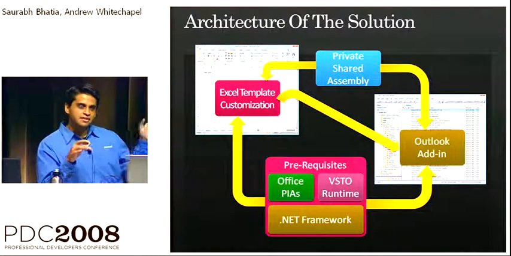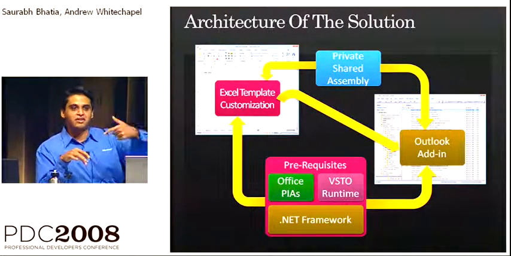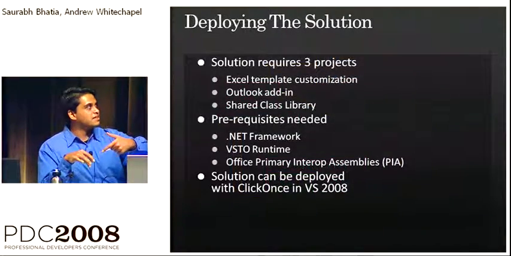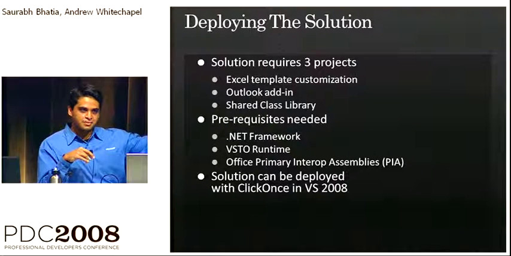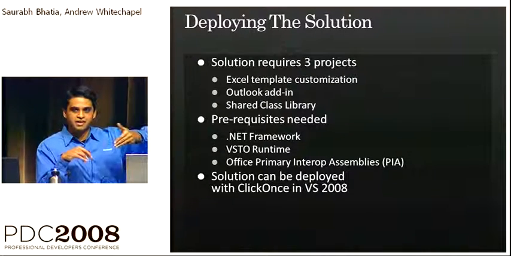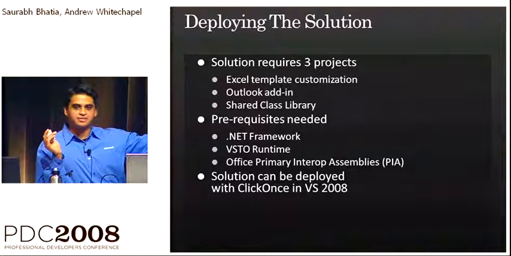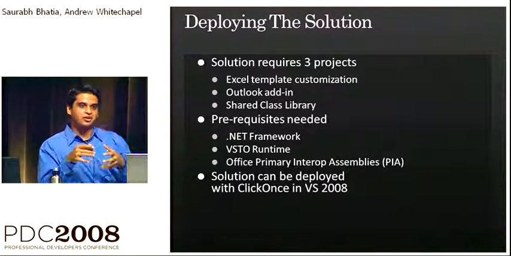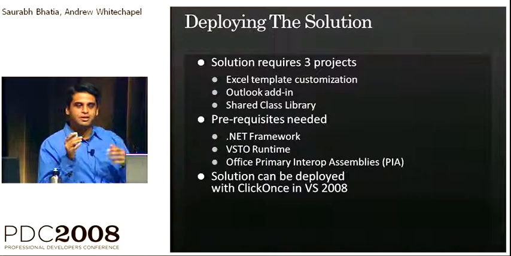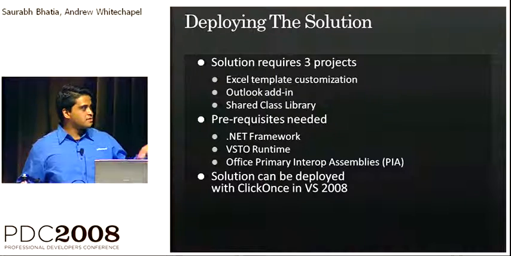What does it mean to deploy this solution? What are the actual bits that need to get onto the end user's machine? Right? So we obviously need the 3 projects, the Excel template, the Outlook add-in, and the shared assembly. All of them need to be on the end user's machine. And you also need all the prerequisites on the end user's machine. Somehow we need to deploy all these things together on the end user's machine in order to make all of this work. So the story is possible.